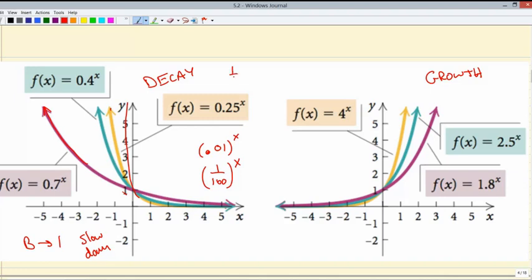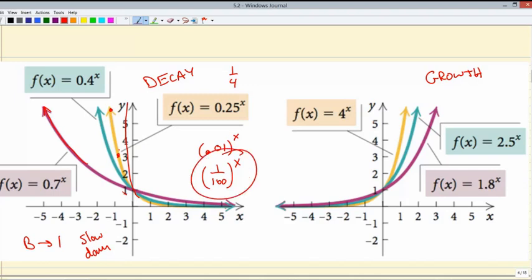This is 1/4. So the yellow graph from this step to the next step divides by 4, divides by 4, divides by 4. What decreases faster, dividing by 4 every iteration or dividing by 100 every iteration? Dividing by 100 decays much, much faster.